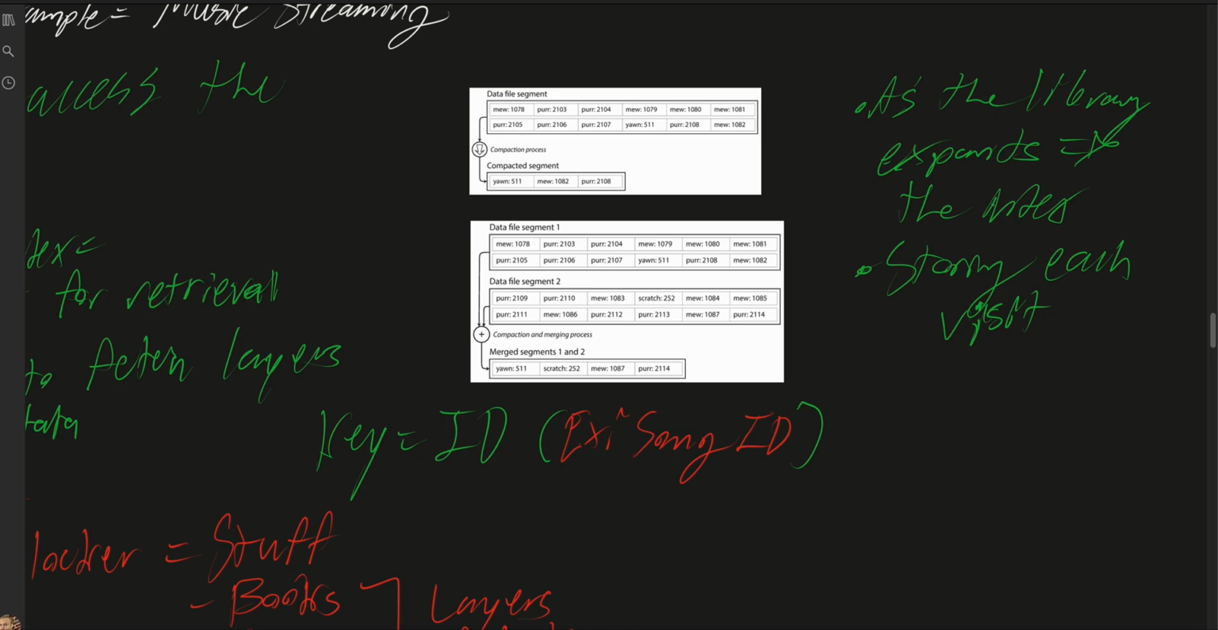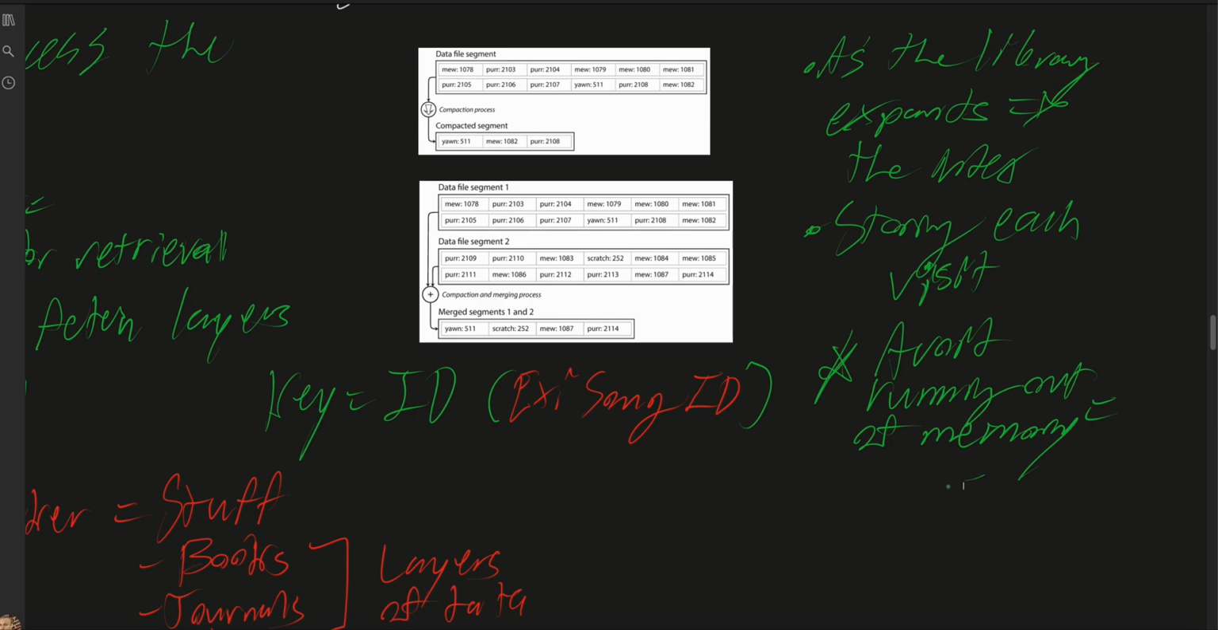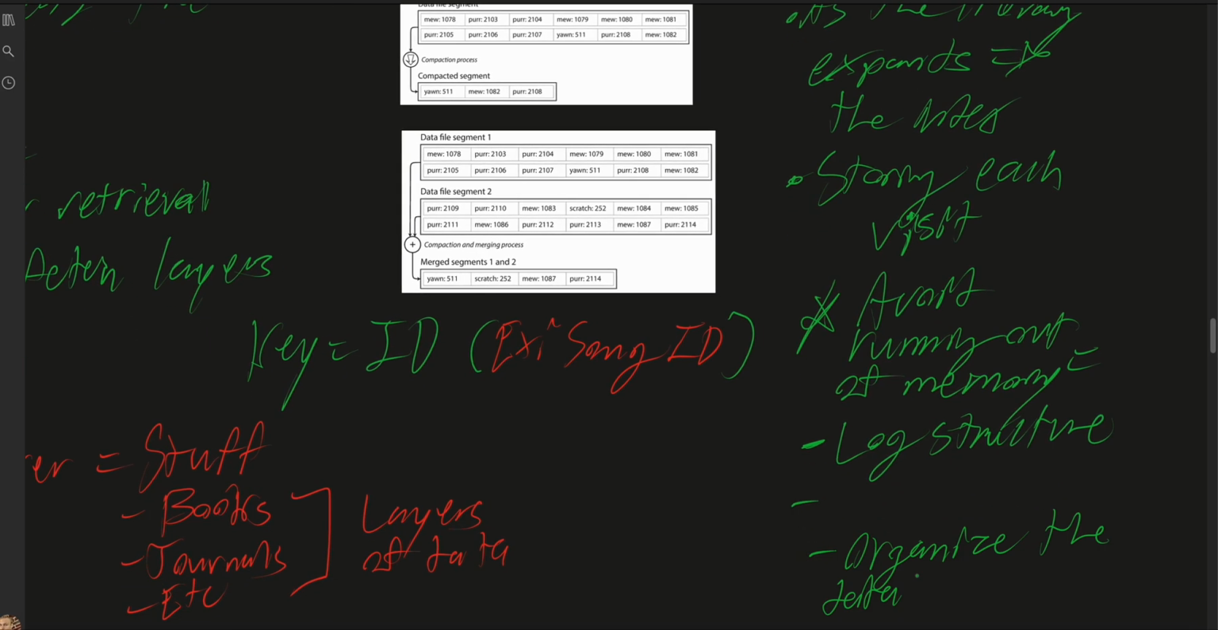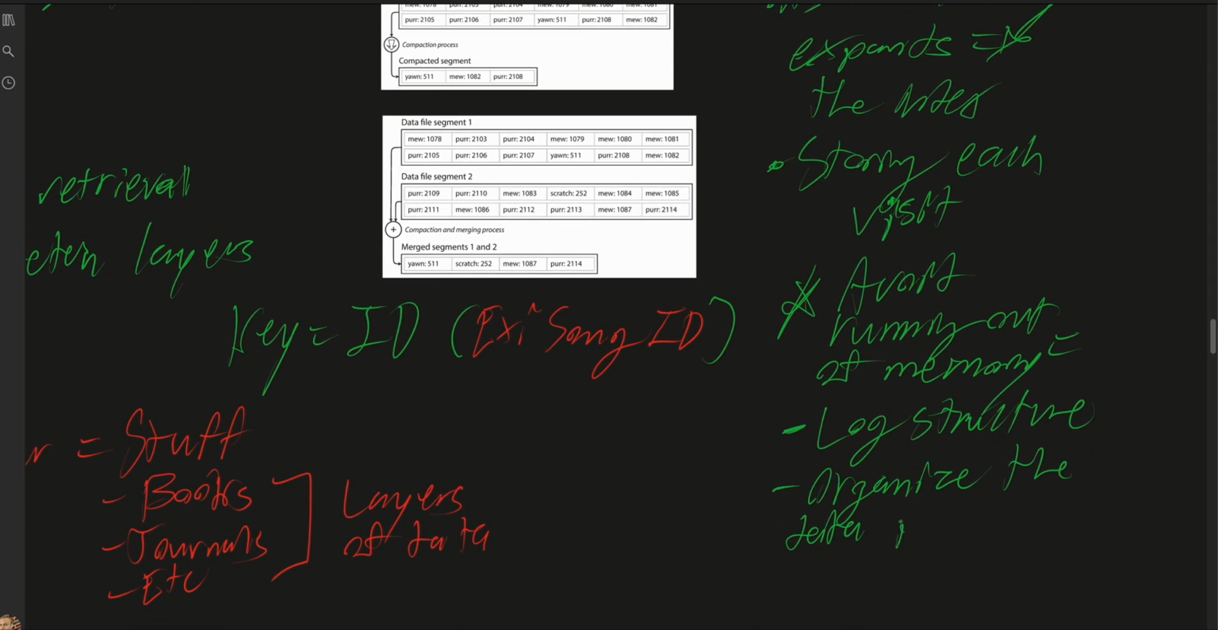And in order to avoid running out of memory, there's a technique called the log structure, where the log structure, as indicated by these two images over here, organizes the data into playlists, so to speak. Into playlists. That's the best way of describing it.